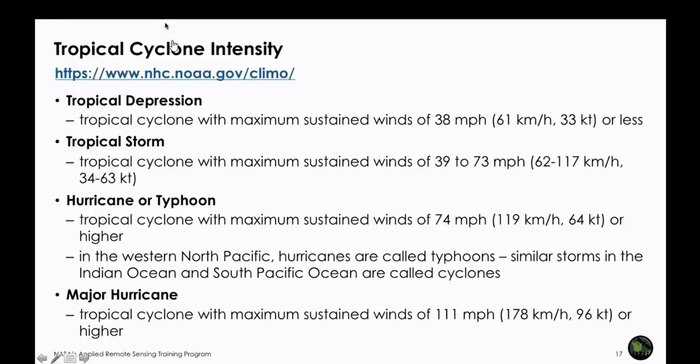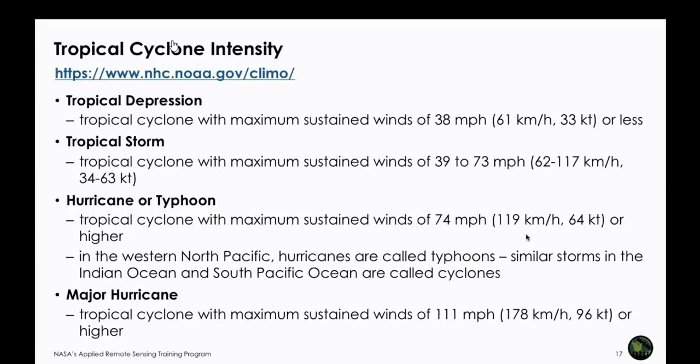As you can see, a tropical depression is a cyclone with maximum sustained winds of about 38 miles per hour or 61 kilometers per hour, or less than that. A tropical storm is slightly more intense, with about 62 to 117 kilometers per hour winds. Hurricanes and typhoons are even stronger. These are the fully matured storms with very high winds, 119 to 20 kilometers per hour or even higher. There could be gust winds which are higher than that too.